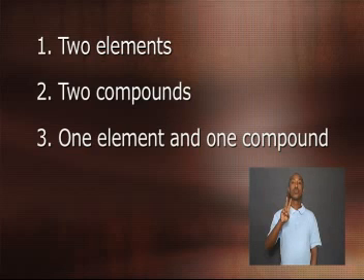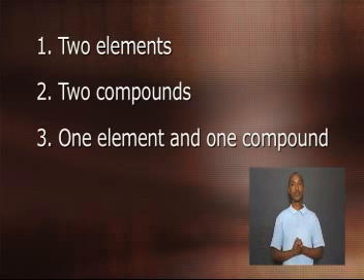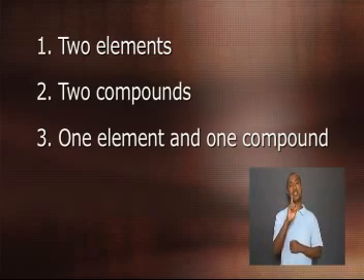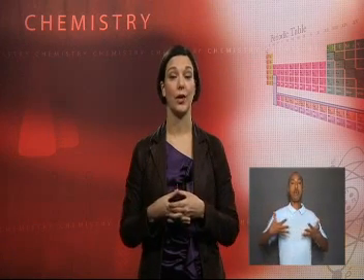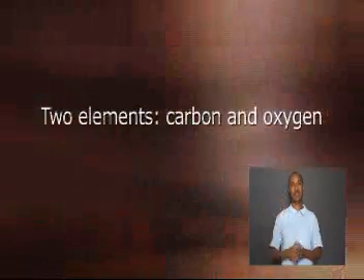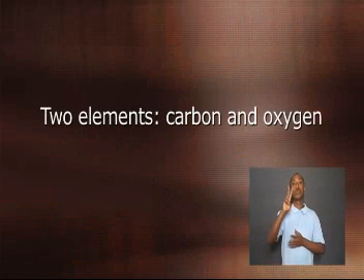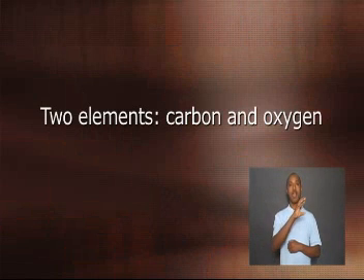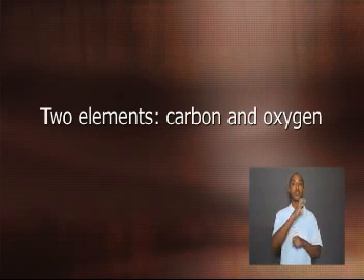2 elements react to form a single compound. 2 compounds react to form a single compound. Or an element and a compound react to form a single compound. An example of 2 elements in a combination reaction is burning carbon completely in oxygen to produce carbon dioxide. The combination of 2 elements, carbon and oxygen, produces carbon dioxide.